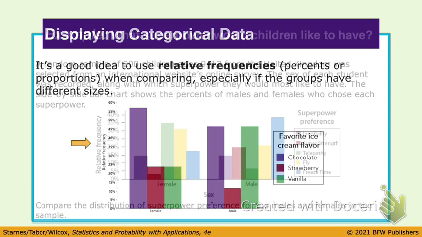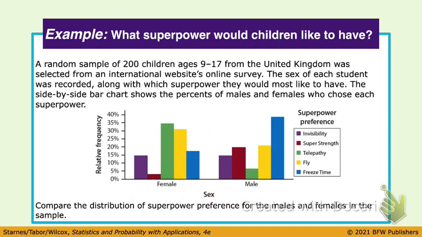All right, cool. Let's look at this example right here. This is on the next page. A random sample of 200 children aged 9 to 17 from the United Kingdom was selected from an international website's online survey. The sex of each student was recorded, along with which superpower they would most like to have. You guys want superpowers? Might be fun. Which one do you think you would want? Invisibility, super strength, telepathy, flying, or freeze time?